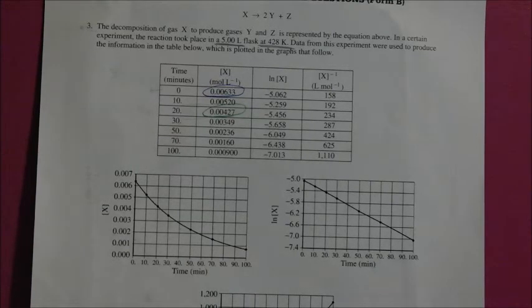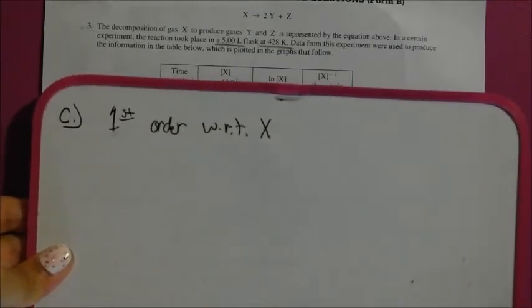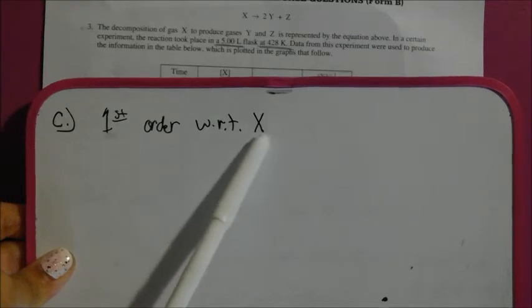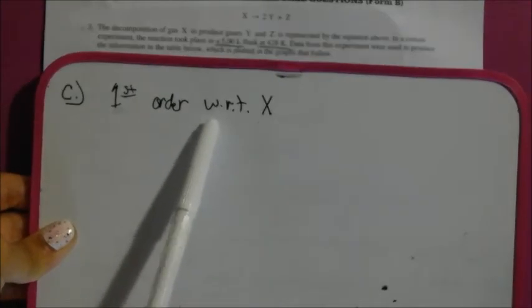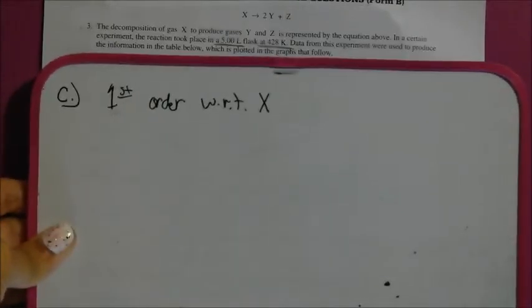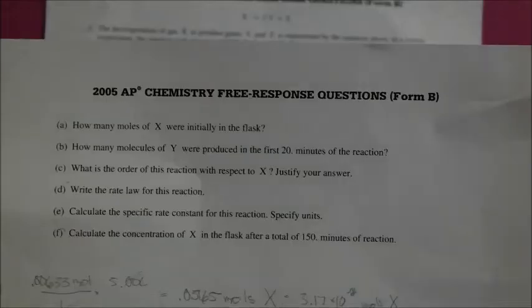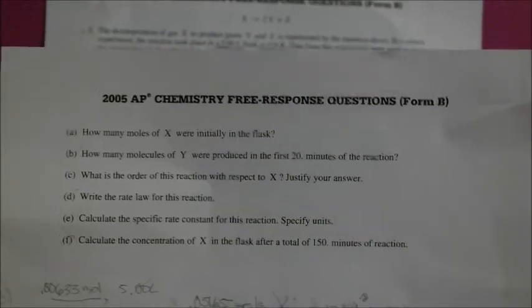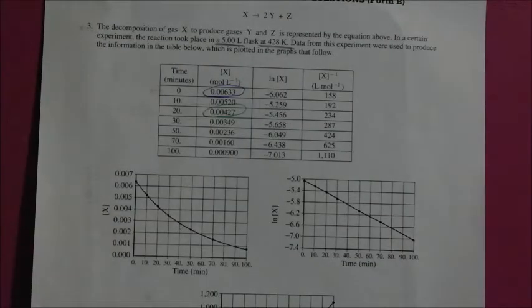And how you would write that would be like this. First order with respect to X. And it's totally okay to abbreviate like that. It's perfectly fine on the AP test. So part D asks to write the rate law for this reaction. And it's pretty simple. So basically, the rate law equation is quite simply this.